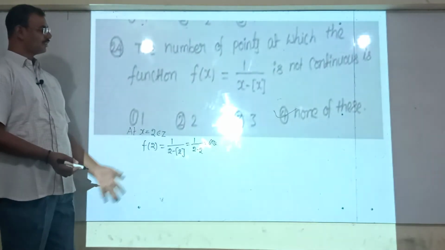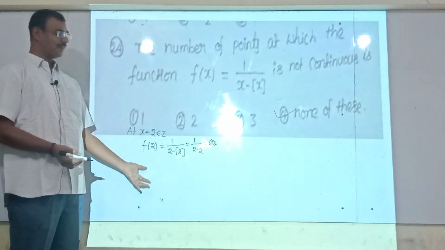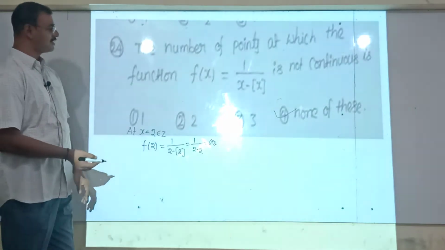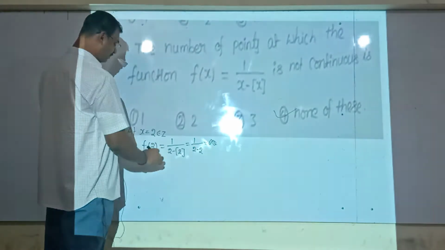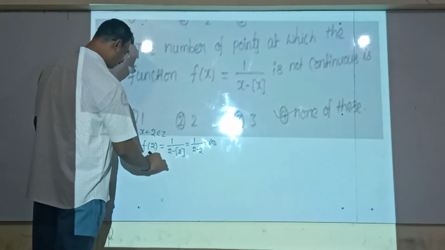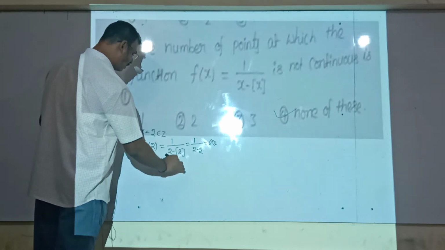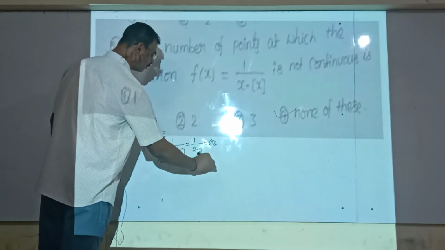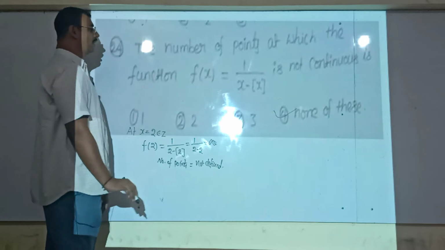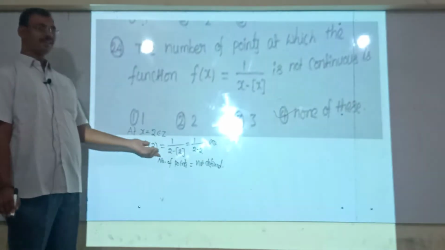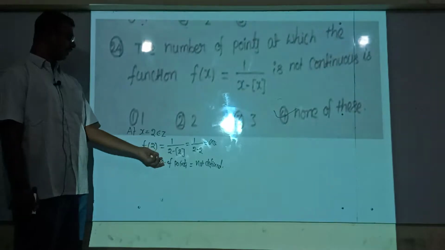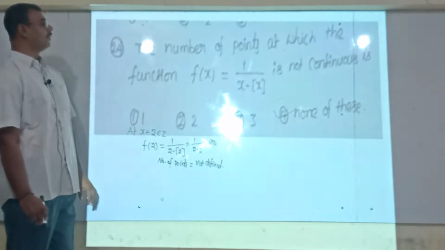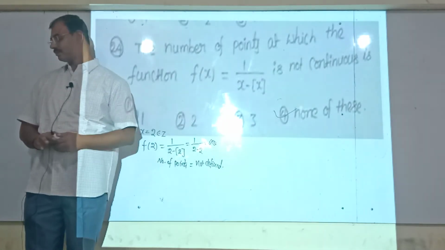f is not defined. So why should we go through the definition? No need to find the left hand limit, right hand limit. Hence it is not defined. So the number of points here is not defined. No need to check all this. Here only it is not defined. Yes, it is not defined at x equal to 2, any integer. It is not defined, which means the number of points of discontinuity is none of these.